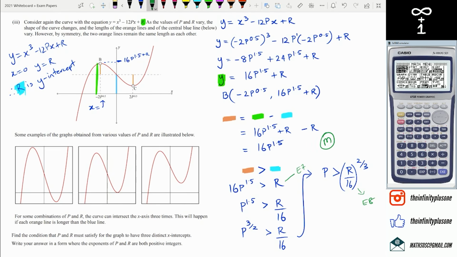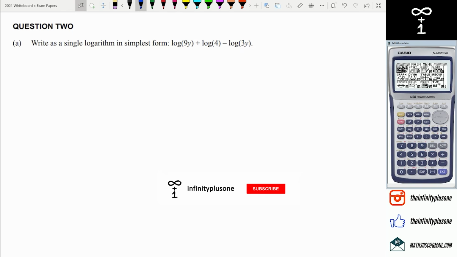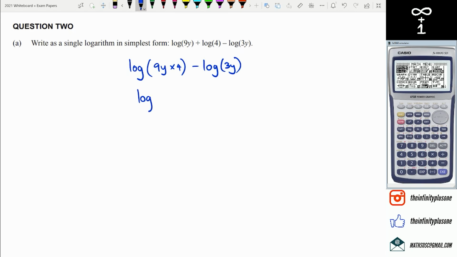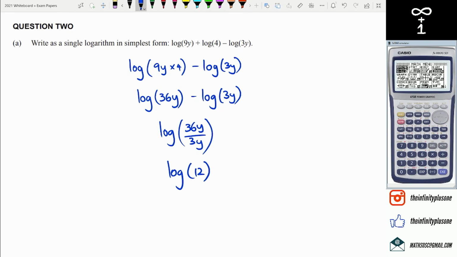Let's move on to question two. All right, so let's go to question 2A. What we've got is a logarithm, and we write it in a simple format. We're going to do the two addition part first. When we add, we remember that we've got to multiply. So it's going to be 9y times 4 minus log of 3y. Inside my first bracket, I've got log of 36y minus log of 3y. Now when I minus, I've got to divide. So I'm going to get 36y divided by 3y. And of course, this simplifies nicely to log 12. Kicking off with a nice achieved question there.